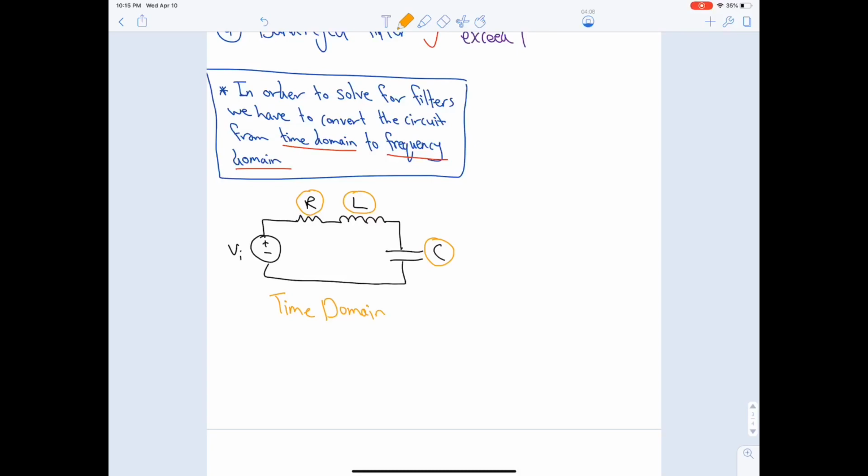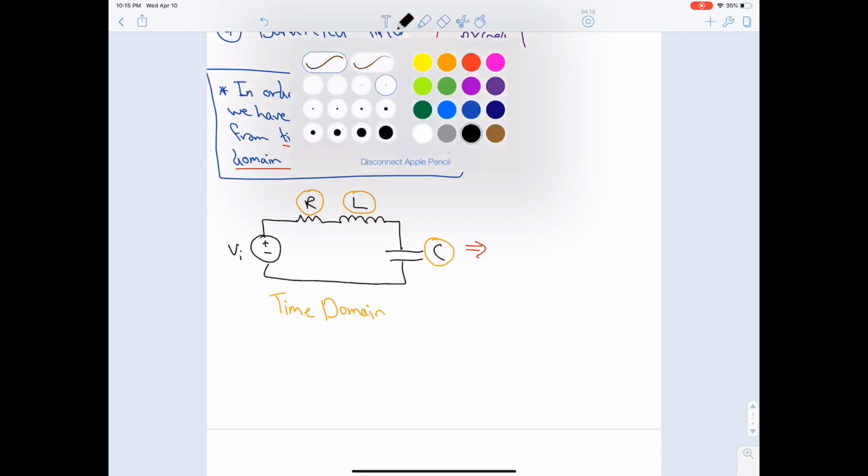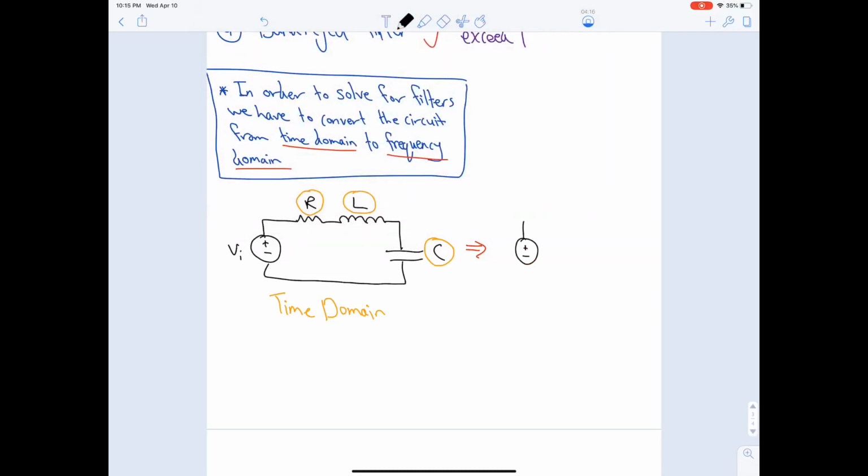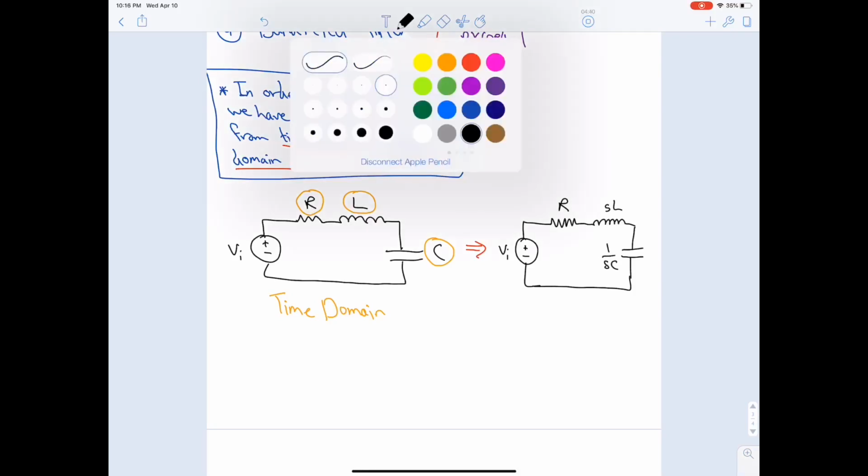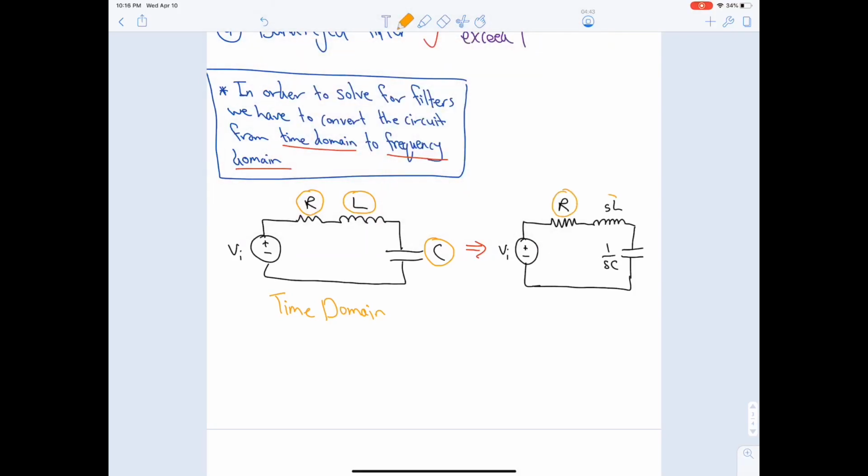How do you convert this to frequency domain? The voltage source will stay as is, it will be Vi. The resistance will still be R, whereas the inductor will become sL. This is the impedance of the inductor in the frequency domain. And for the capacitor, it will become 1 over sC. So this is the conversion from time domain to frequency domain.